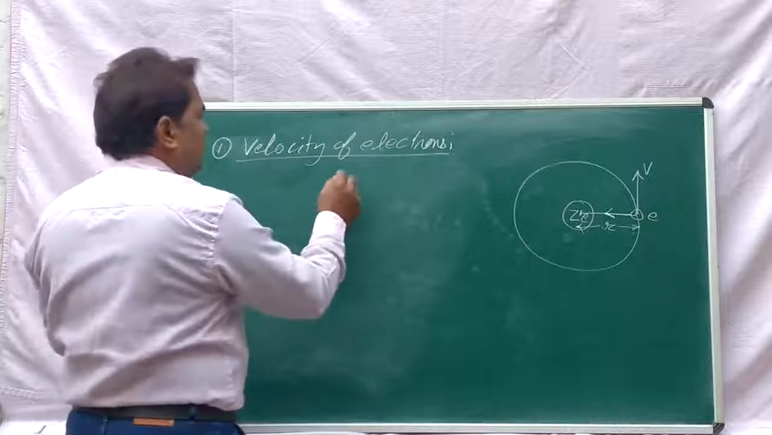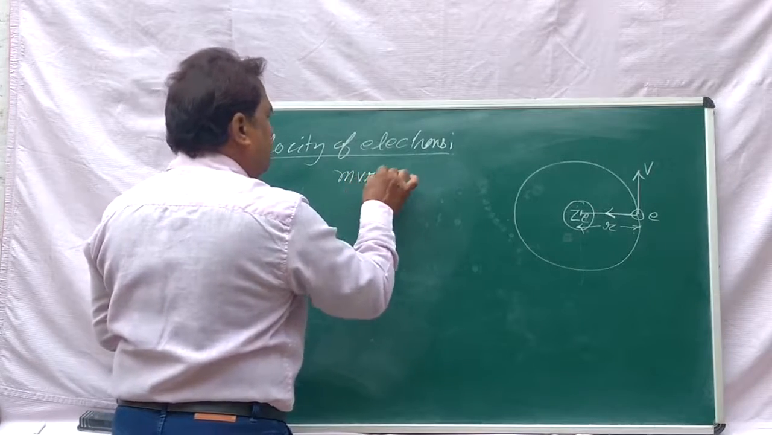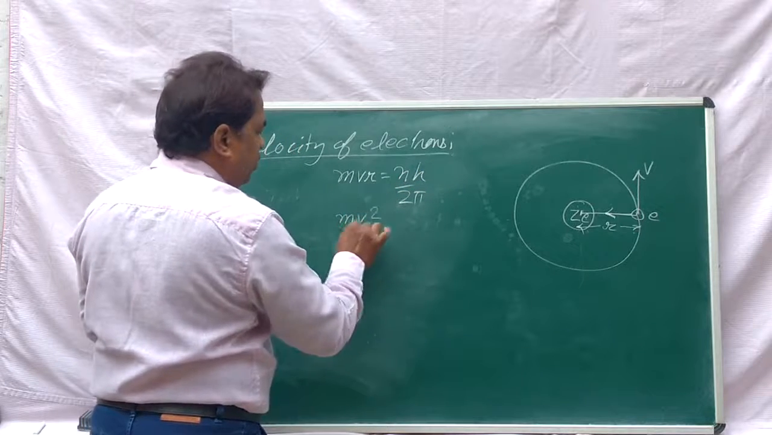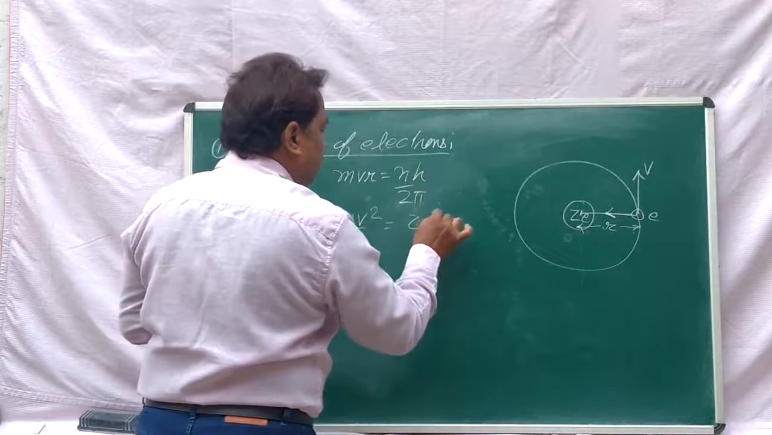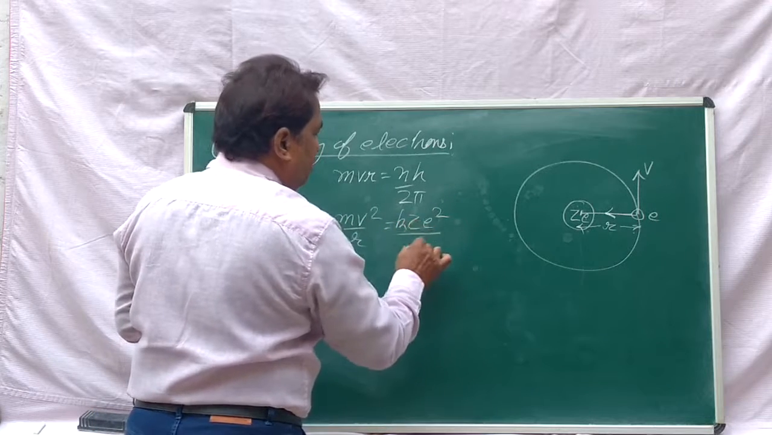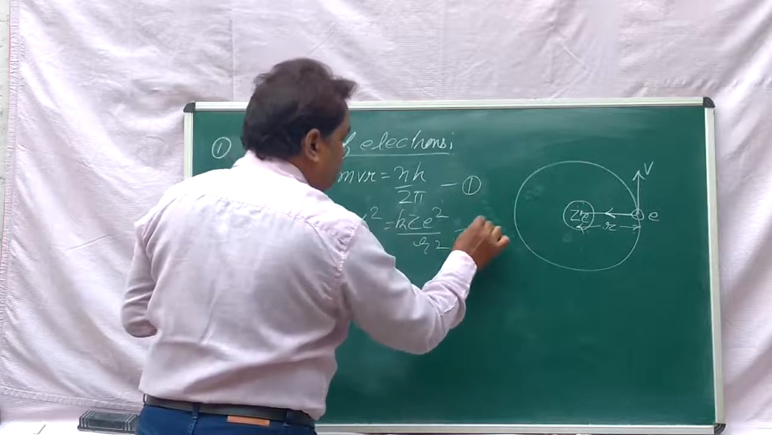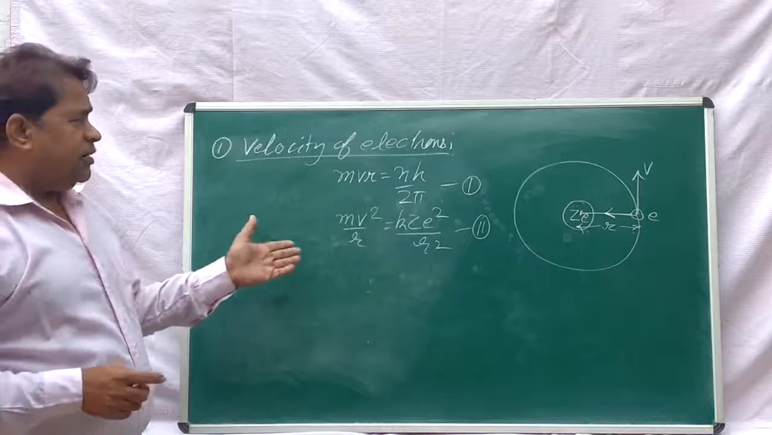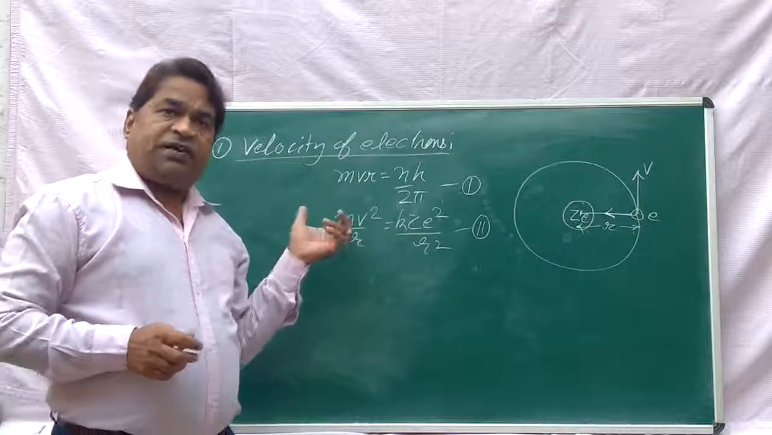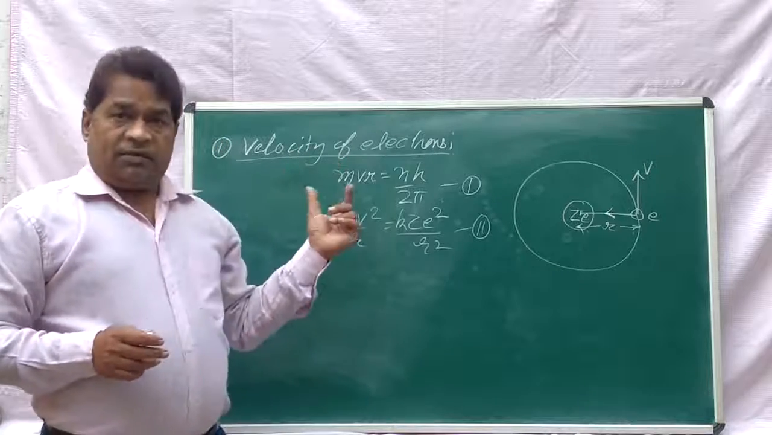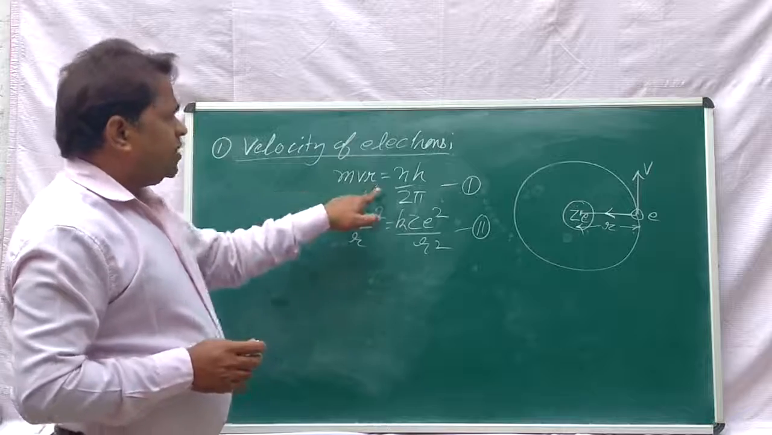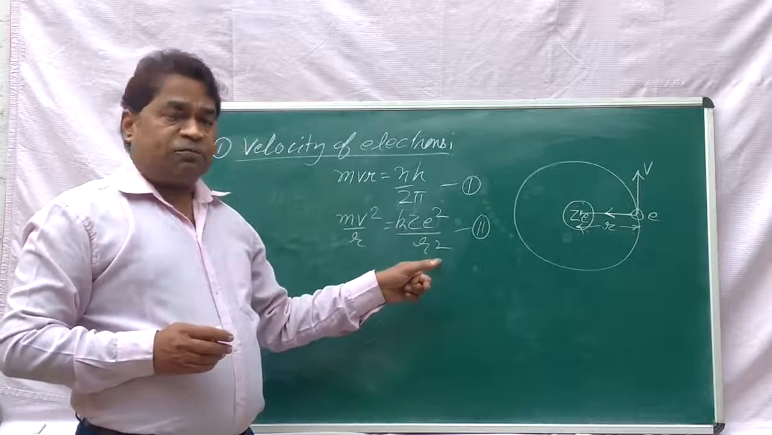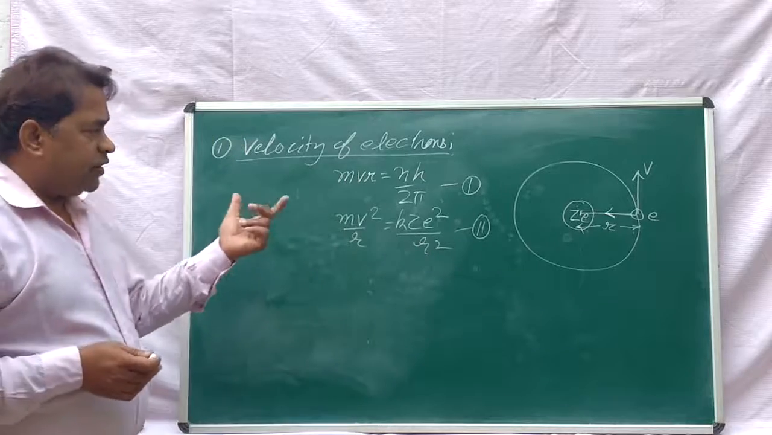We can see that mvr is equal to nh upon 2 pi, and the second is mv square upon r is equal to kze square upon r square. So here we have written the formulas of the two postulates. With the help of both formulas, we are going to find the formula for the velocity of the revolving electrons. From the first we will find the value of radius, and we will put the value of r in the second formula, and ultimately we will get the formula for velocity.